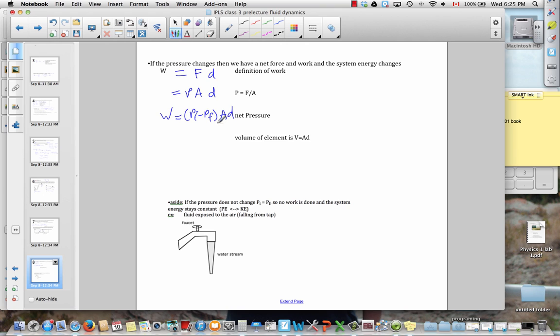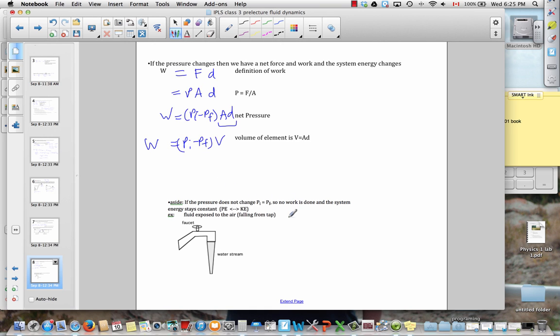What we notice is we have an expression here at the end that says cross-sectional area of the hose times the distance d. Well, that's a volume. It's the volume of that little fluid element of interest. So that's the amount of work that's done, non-conservative work, by the external forces that are pushing on the fluid and moving that little element along. Now, if there's no change in pressure, then there's no work done.